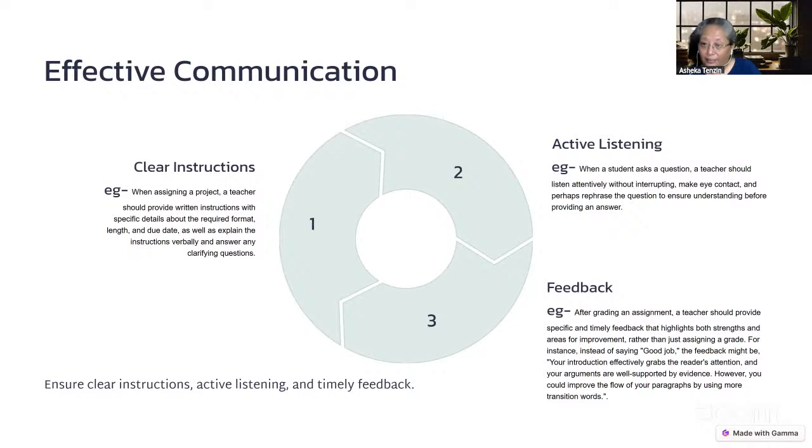Then active listening. When a student asks a question, the teacher should listen attentively without interrupting the student. Make eye contact. Okay, so that the student knows that the teacher is listening to you. And then the last thing about effective communication is giving feedback. Now the feedback, just don't put a tick mark and say good. Okay. Can do better. That is not feedback.